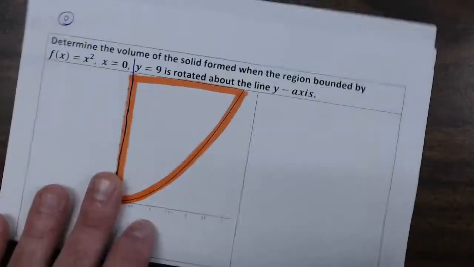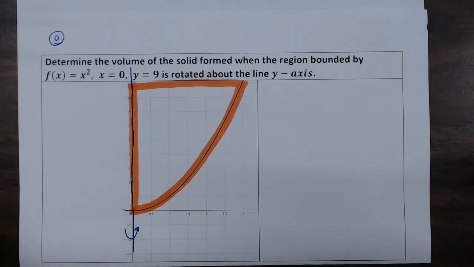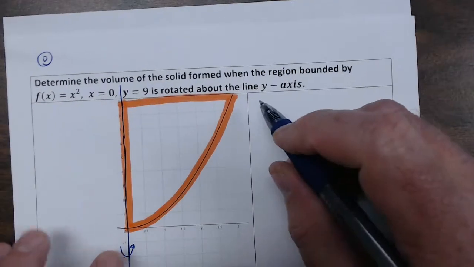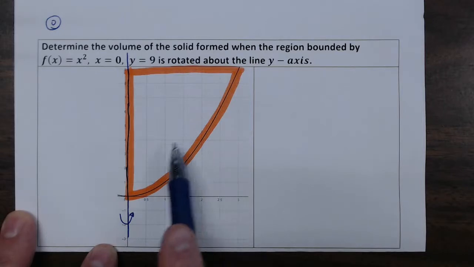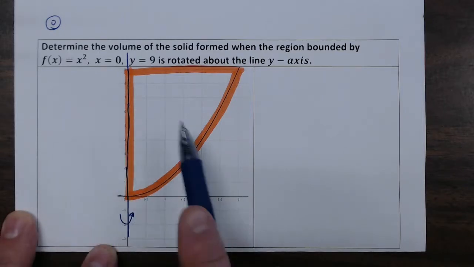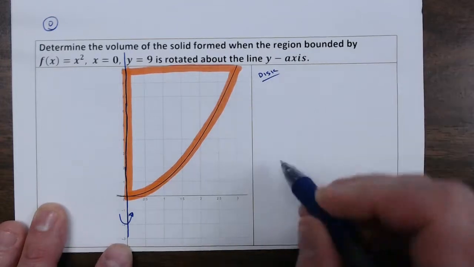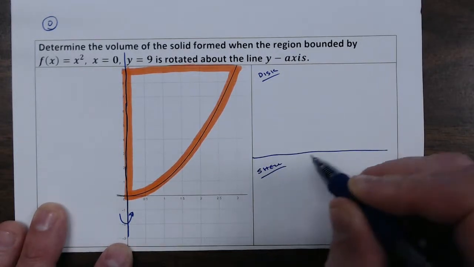The first one we're going to take a look at, we've already done all of these using either the disk, washer, or the shell method at some point through this video series, but now we're going to compare the two. See what's happening here. We're taking this region and we're going to rotate it around the y-axis. So let's start out with the disk method, and then we'll compare that to the shell method.